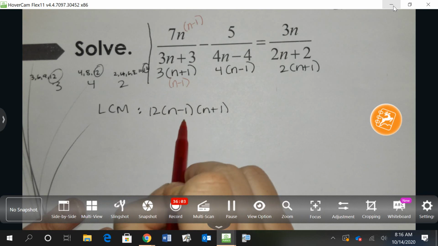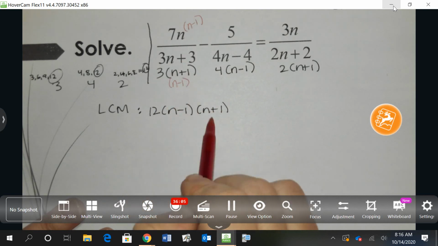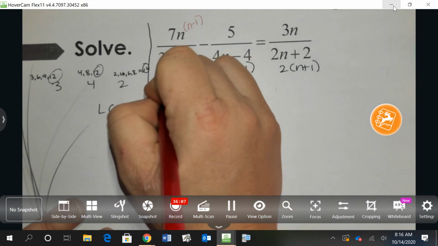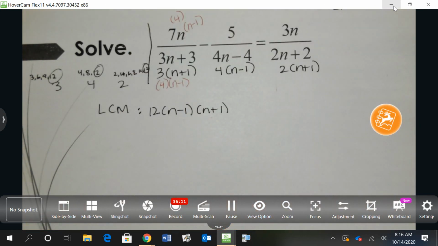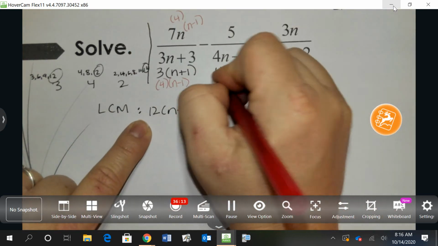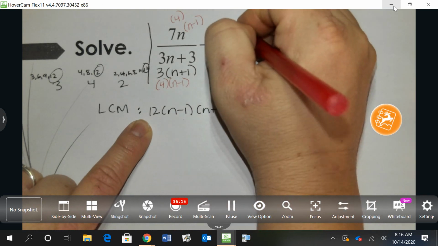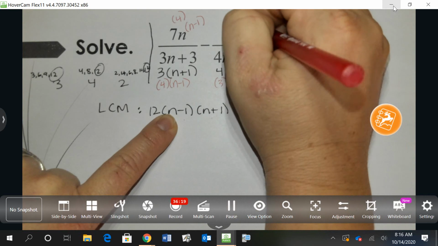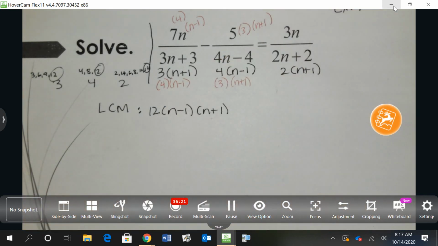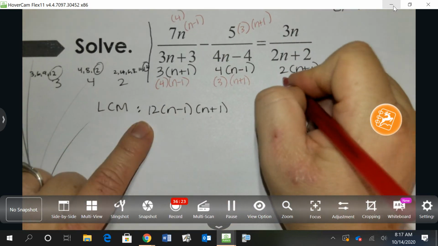So n-1, n+1, and this needs to be a 12. So 3 times 4 is 12. This needs to be a 12 times 3. We have an n-1, it needs an n+1. It needs to be a 12.